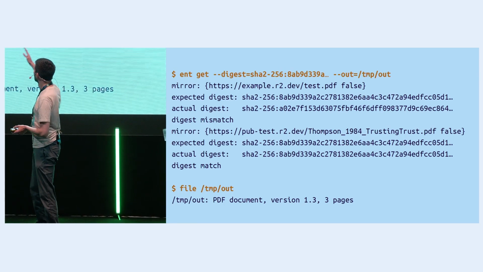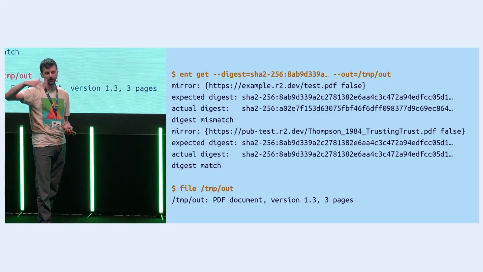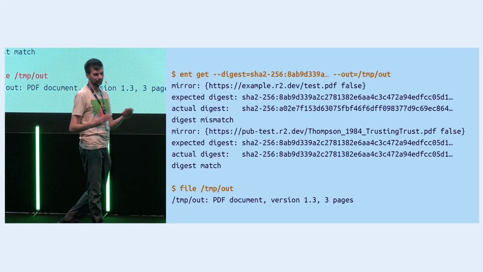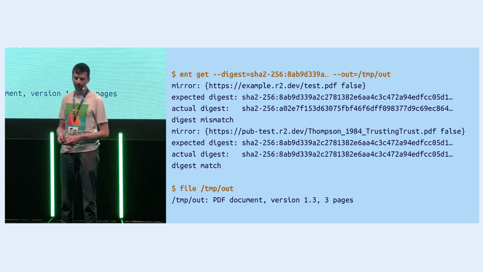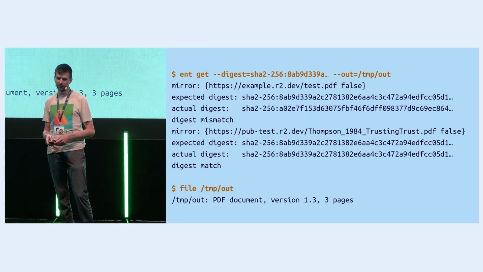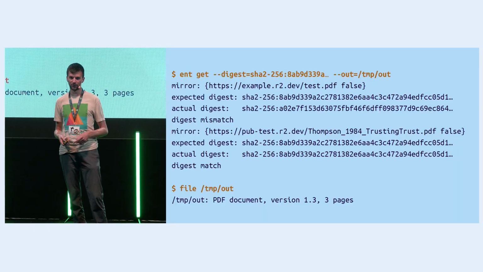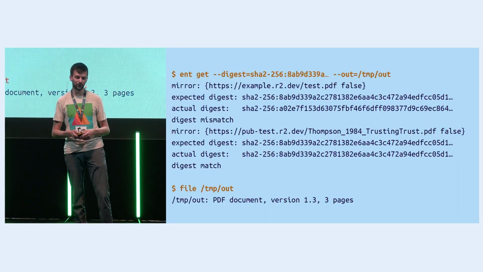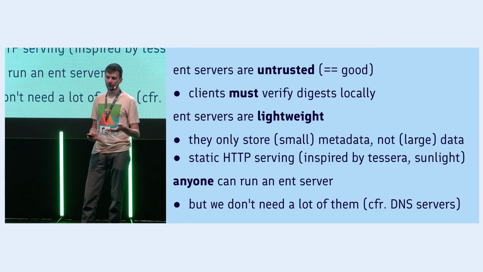So in this example, it gets 2 mirrors, it goes to the first one, and the first one doesn't match. So it just keeps going, goes to the second, and then the one matches. And then eventually you get the file, which is a PDF in this case. So pretty simple. And the command line tool is written in Go, and you will see that there's a lot of integrations I would like to do with a lot of the great stuff that you all here are working on. So end servers are untrusted, which is good.